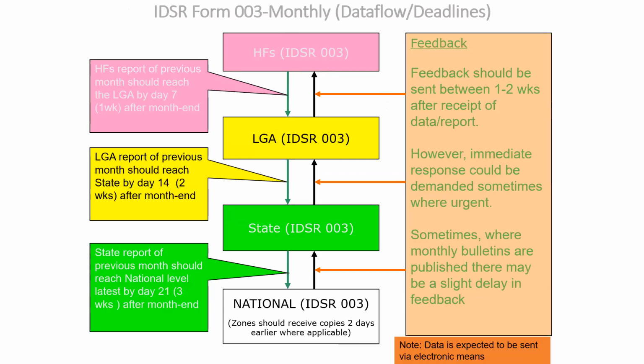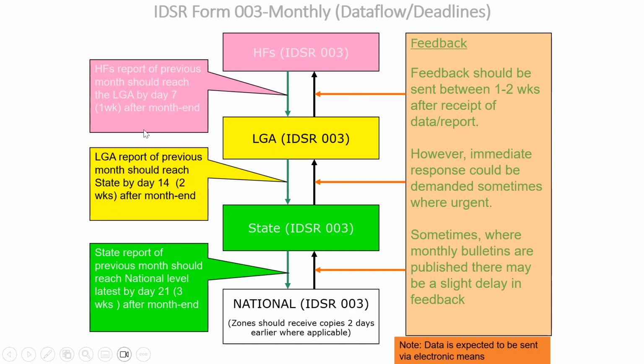All right, so this is for Form 003. It's the same transmission protocol from the health facility to the LGA, from the LGA to the state, from the state to the federal government, Federal Ministry of Health. But notice that this is a monthly report, and so 1 week after the end of the month, the report should be sent, 1 week from the health facility to the LGA.